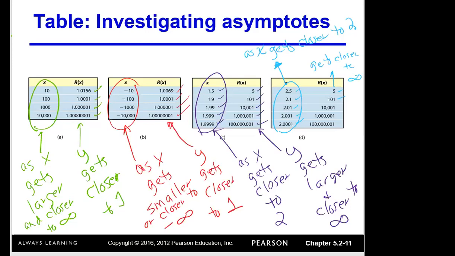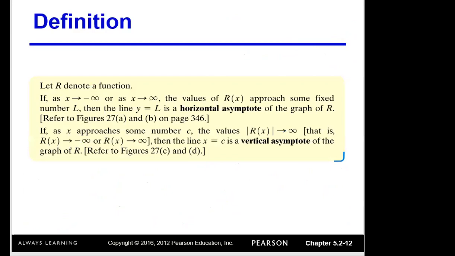So they tried to take this and put it into math speak with a definition. It says, let R denote some function. As x approaches negative infinity or as it approaches positive infinity, the values of R of x approach some fixed number L. And that line y equals L would be a horizontal asymptote.